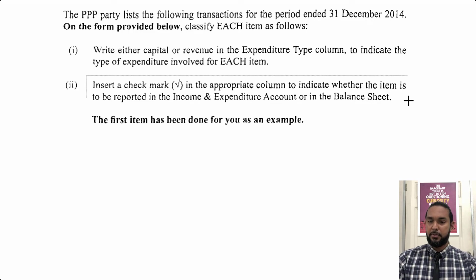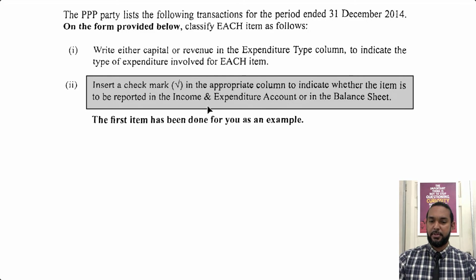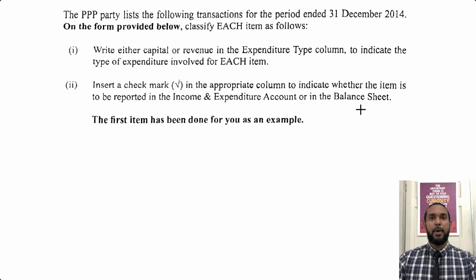And then the check mark, right? So this one here for the income and expenditure account. So revenue expenditure will be recorded, or will be transferred to rather the income statement, right, as we know it, but in this case the income and expenditure account. And the balance sheet, that will hold usually capital expenditure.